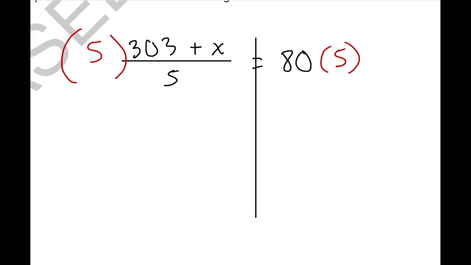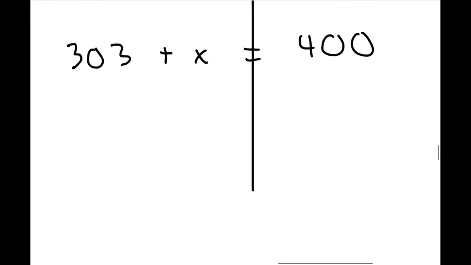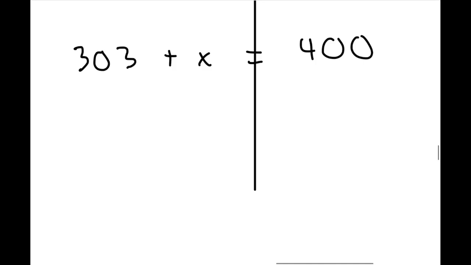On the left side, when you multiply by 5, we like to say that the 5's cancel out, and we are left with 303 plus x equals the 80 times the 5. Well, 80 times 5 equals 400. And now this is a lot simpler to see. 303 plus x equals 400.